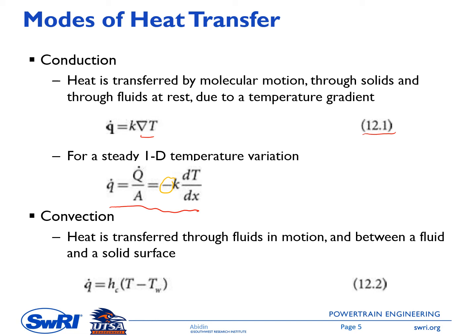So this is calculated by subtracting the downstream temperature from the upstream temperature, and the upstream temperature is always higher than the downstream temperature. Therefore dT/dx here is negative, so to have a positive Q dot, we need to put a negative sign in front of this equation. This conduction heat transfer occurs mainly within the solid of the engine, so the solid zone of the engine.